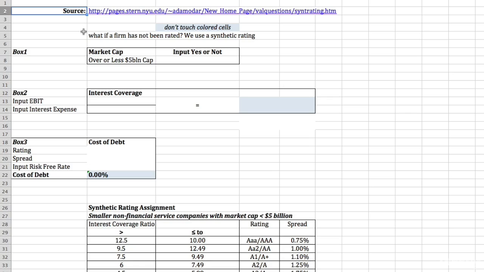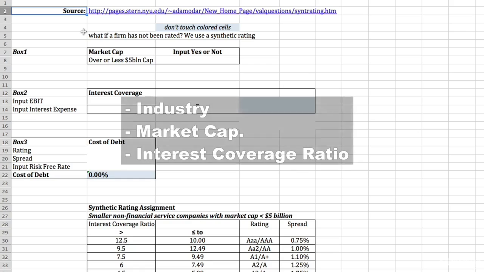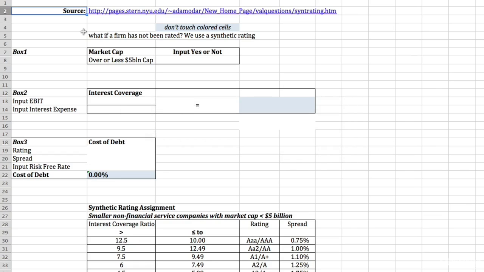Well, very simple. We use a synthetic rating. A synthetic rating is just a way to grade companies based on three main factors. First of all, the industry in which the company is operating. Second factor is going to be the market capitalization. And the third factor is going to be the interest coverage ratio. By using those three factors here, we are going to assess the rating of the company and therefore the spread.